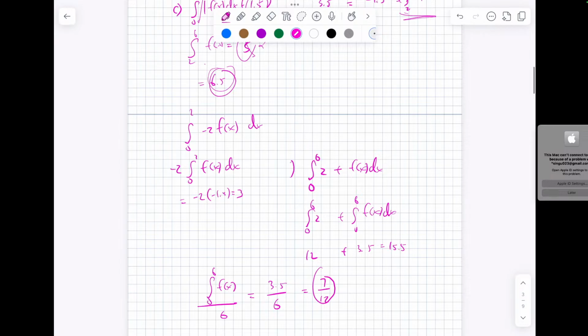3.5 over 5, or rather 3.5 over 6, is just bad notation. You're not supposed to have decimals over fractions.